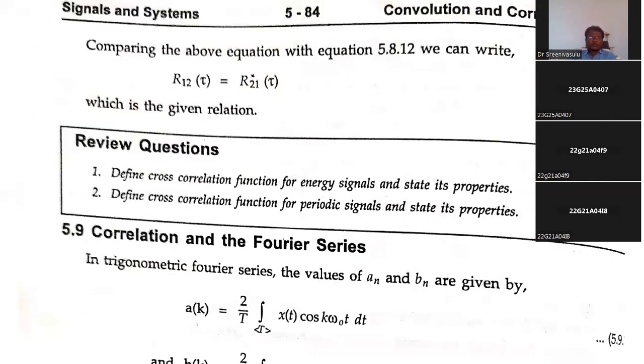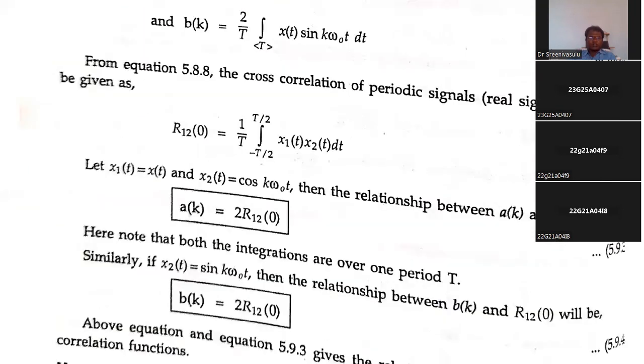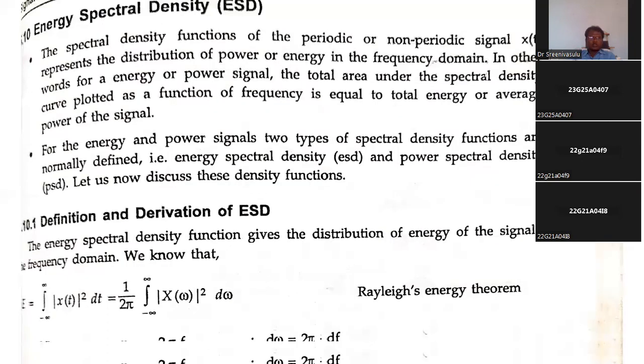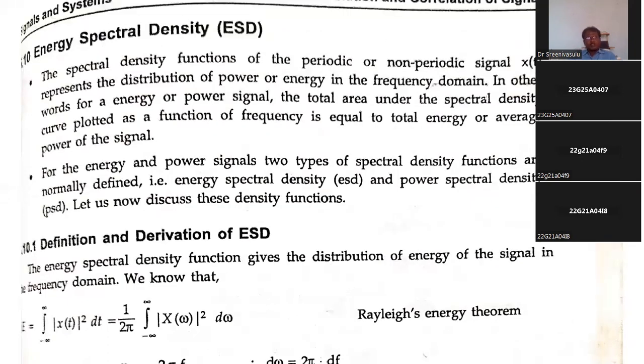Now, you see one problem on this, with the words energy spectral density. The energy spectral density or power spectral density. These words are important here. Energy spectral density means the interval in the formula is from minus infinity to plus infinity. Power spectral density is where that interval is generally used in the time domain.